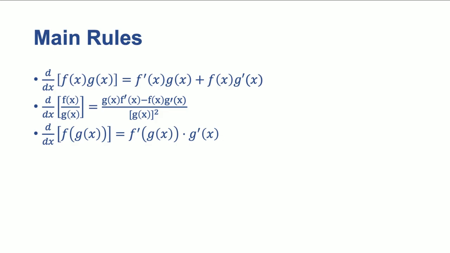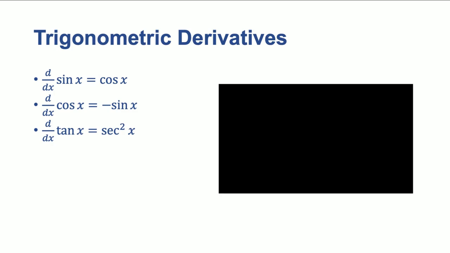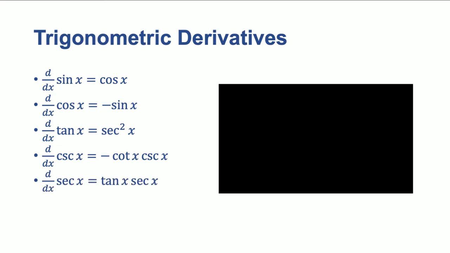All right, so now the next section that we're going to cover is the trig derivatives. We have a lot of trig derivatives to get through, so we're going to start with the basics. The derivative of sine is cosine, the derivative of cosine is negative sine, the derivative of tangent is secant squared, the derivative of cosecant is negative cotangent cosecant. The derivative of secant is tangent secant, and the derivative of cotangent is negative cosecant squared. Of course, we remember this.